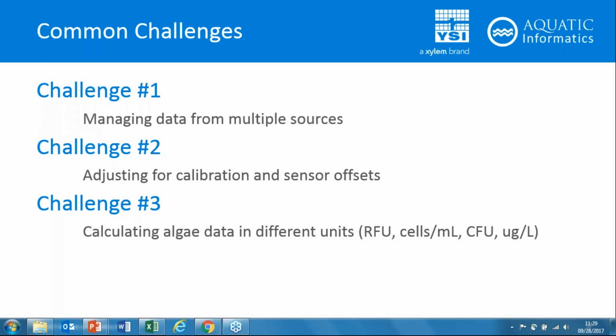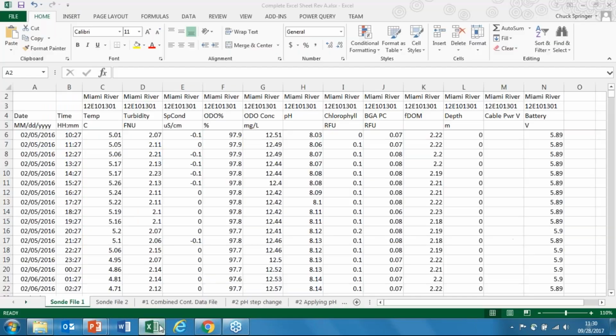The second thing we'll be looking at is correcting for fouling and sensor calibration drift that can occur in some of these sensors, and how we can address that. And then the third challenge we'll look at is this correlation moving from the RFUs that we're collecting on the blue-green algae and chlorophyll sensors into cell counts and into micrograms per liter.